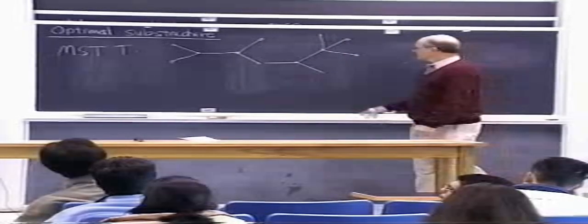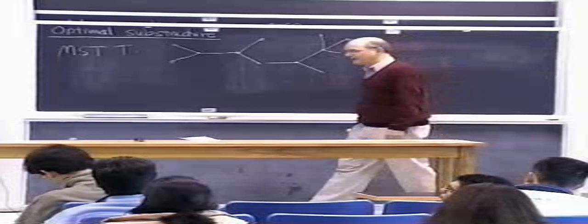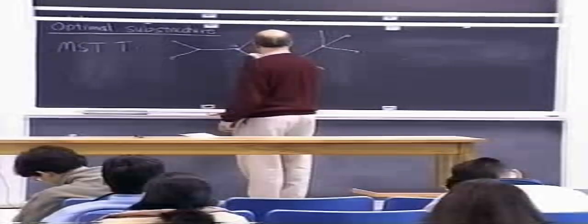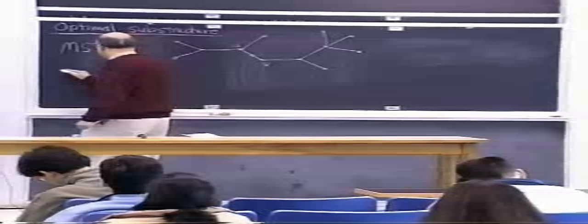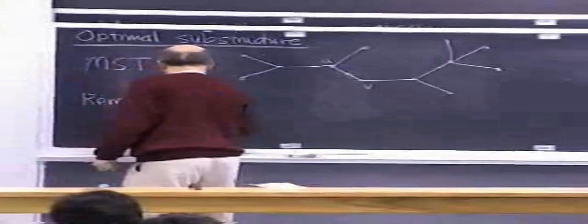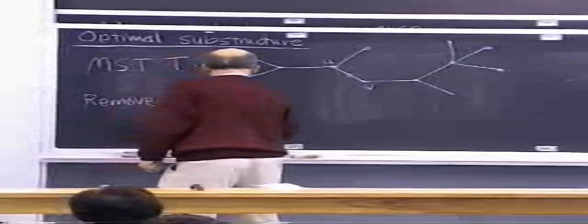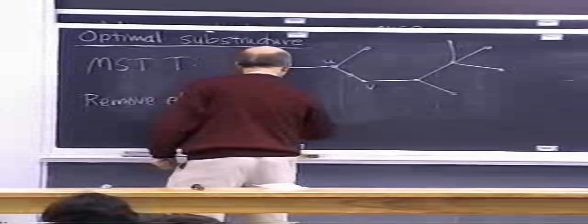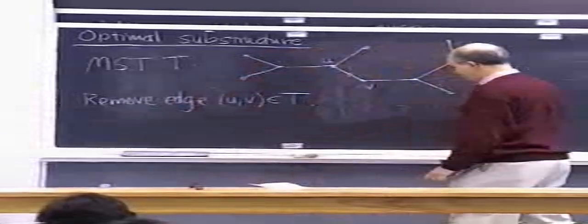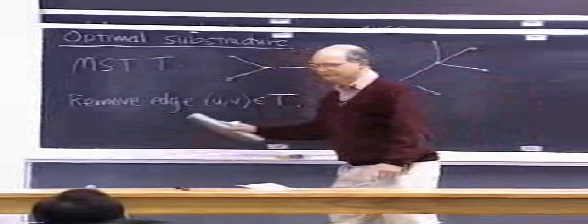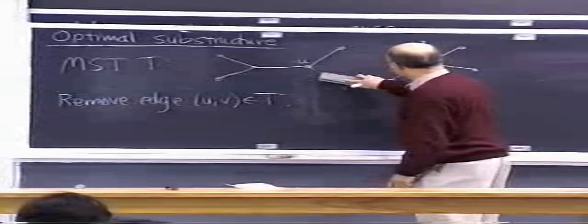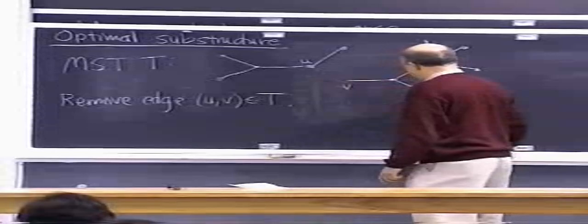Okay? So let's take a look at this. Suppose that I pick two adjacent vertices, there's an edge, UV. So I take U here and V here, and I look at this edge, and I remove it. Remove any edge UV in T. So let's go ahead and remove it.